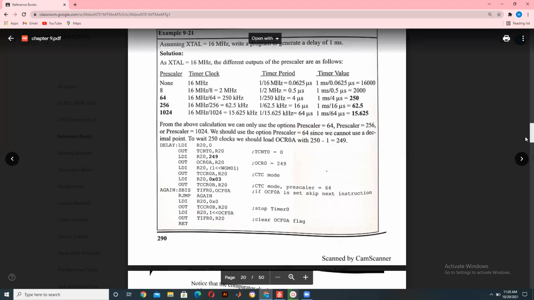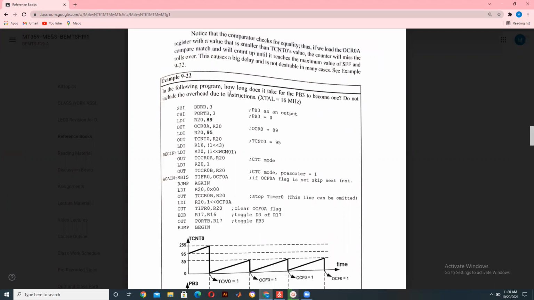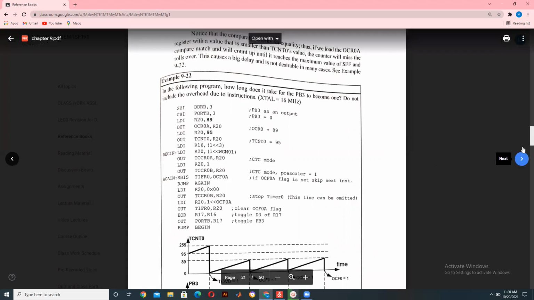And then the next example. In the following program, how long does it take for PB5 to become one? Do not include the overhead of the instructions. First we read the program, and we have to notice two things. In the third line, LDI R20 is 89, and in the fourth one, R20 value is 95. So OCR0A's value is 89, and TCNT0's value is 95.